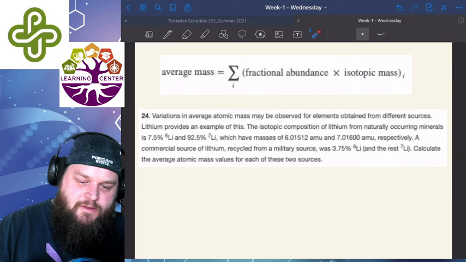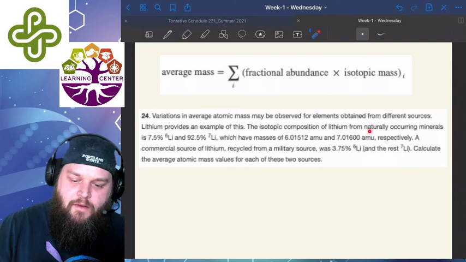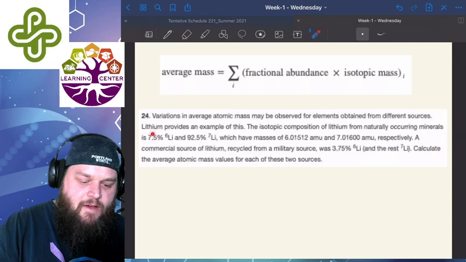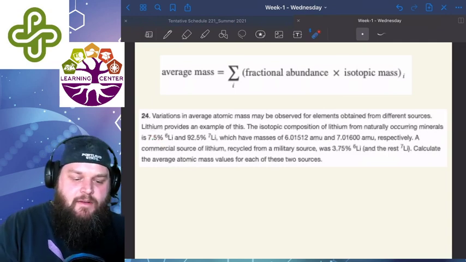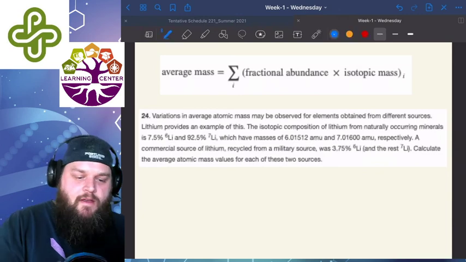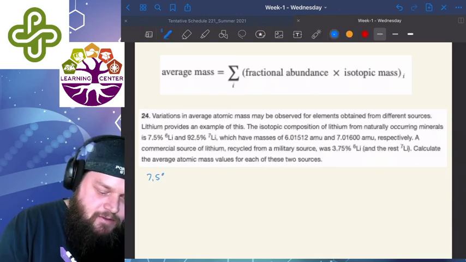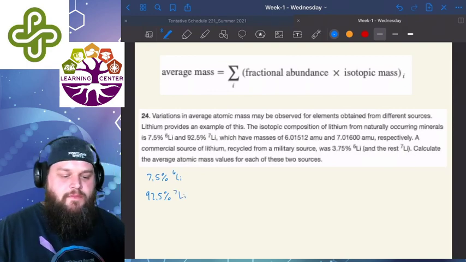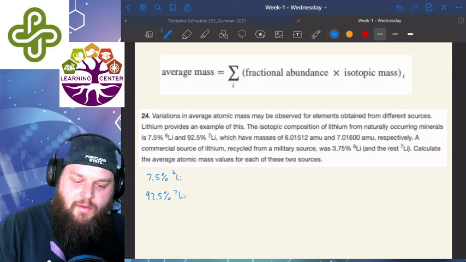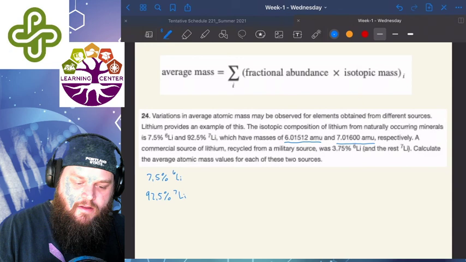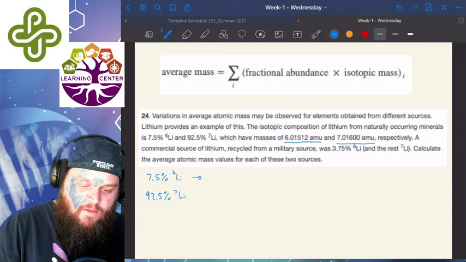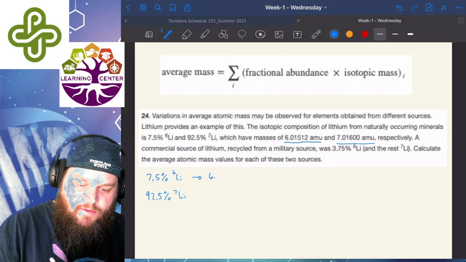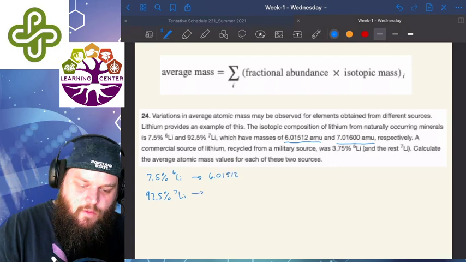So it says here that the isotopic composition of lithium from naturally occurring minerals is 7.5% for lithium-6 and 92.5% for lithium-7. I'm going to make a note of that. That's 7.5% for lithium-6 and 92.5% for lithium-7. And it also tells us the atomic weights of these two, respectively. So that would mean that the atomic weight of lithium-6 is 6.01512.